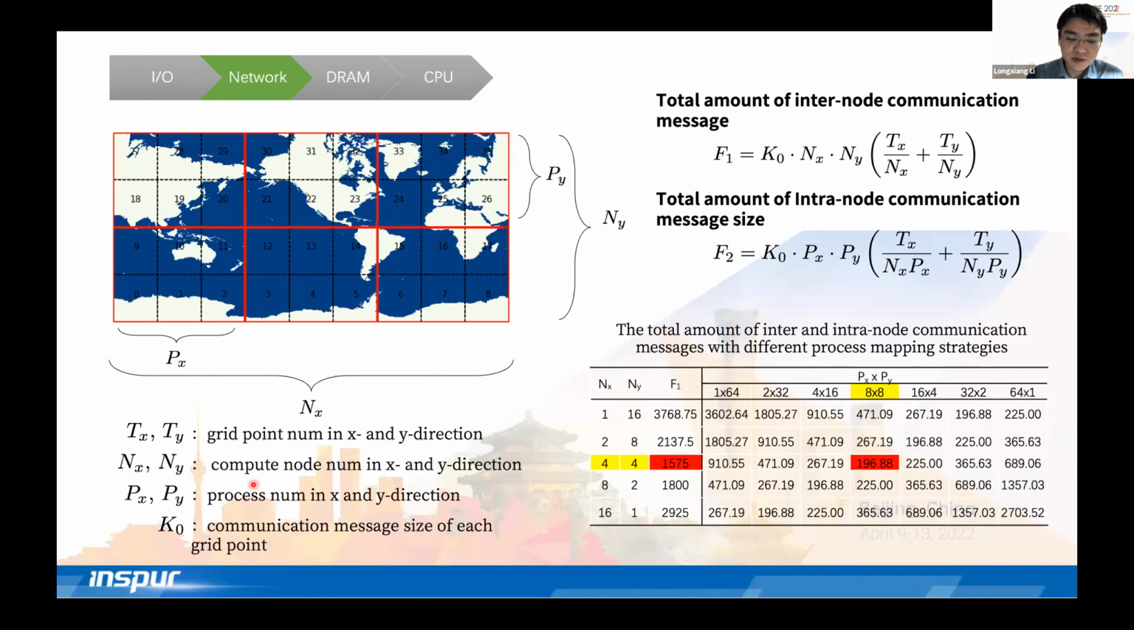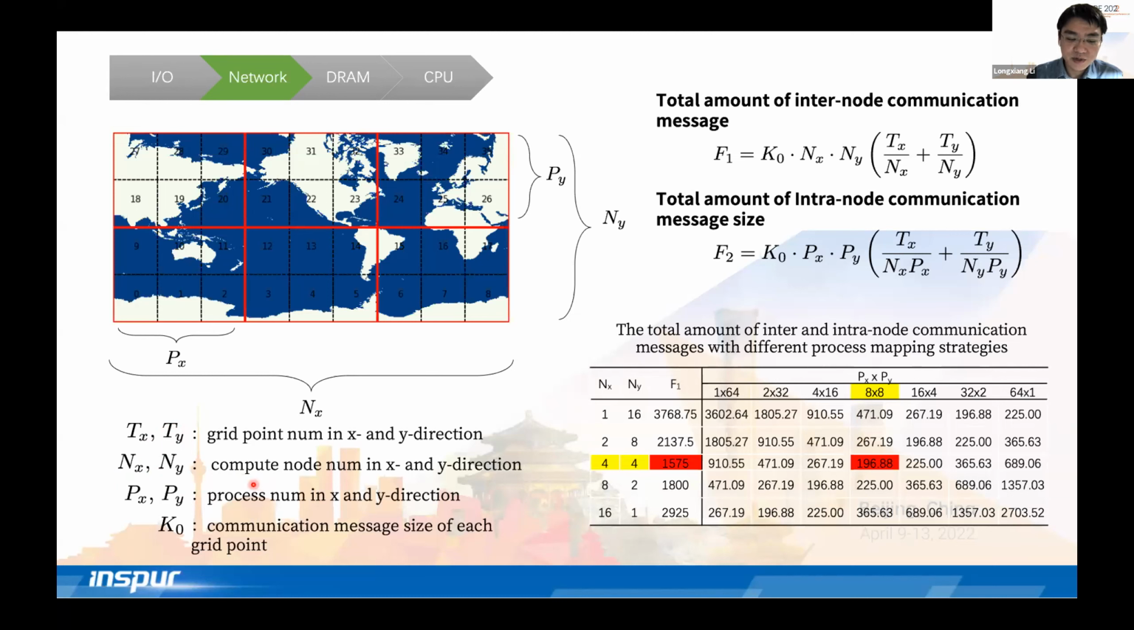To find the best performance of Nx, Ny, and Px, Py, we can use the following table. In this table, all the possible parameters of Nx, Ny, and Px, Py are listed, and the corresponding results of F1 and F2 are shown in the table. Finally, the best parameters for process binding can be obtained, which has the smallest communication message size in both the inter and intra communication.